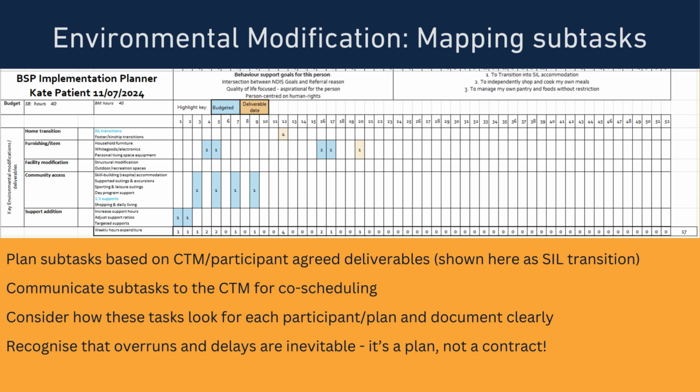However, when we look at these subtasks, we can connect this to our reporting, our care team meeting participant agreed deliverables. We look at our subtask. Our subtask here is about transitioning into a SIL, and we would need to use our care team to understand and support what that would look like in terms of timeframes. We need to make sure we communicate the subtasks for co-scheduling. I've talked about using allied health implementation timelines before, but I think it's particularly important also when we're doing significant environmental modifications, because these will occur around us. We can't necessarily control those.